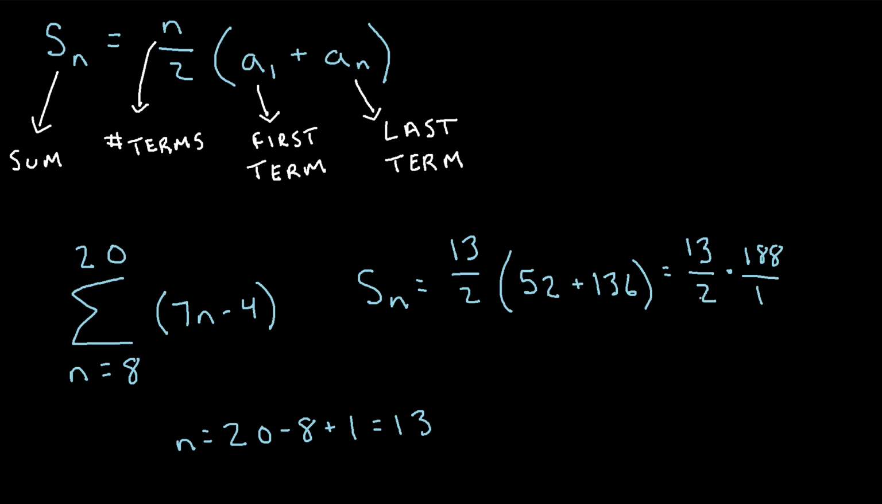And when we multiply these, we can cross-reduce. We'll divide this 2 by 2 and make it a 1. Divide 188 by 2 and make it 94. So if we do 13 times 94, we get 1,222. That is the sum of all the values in this arithmetic series.